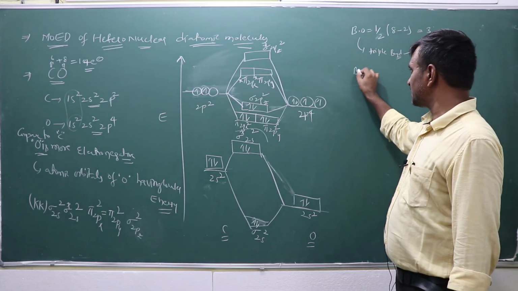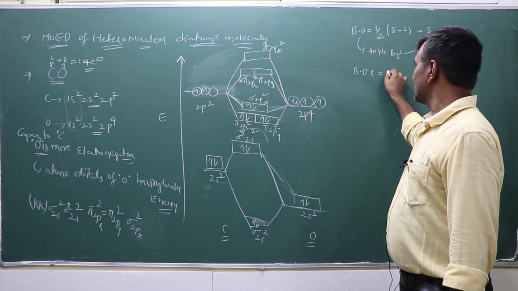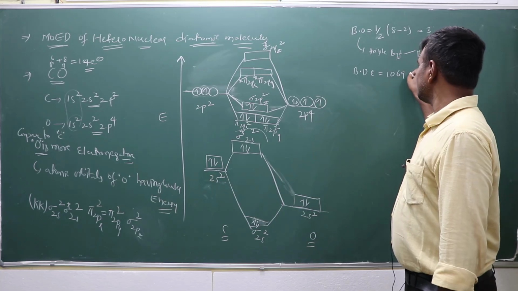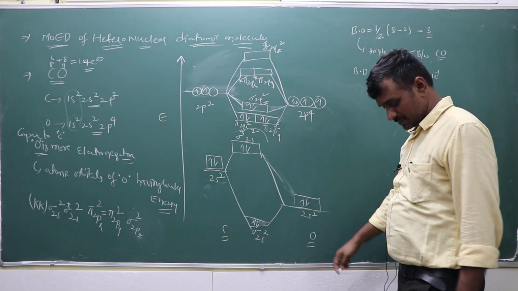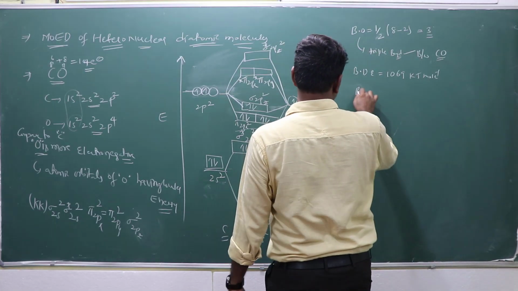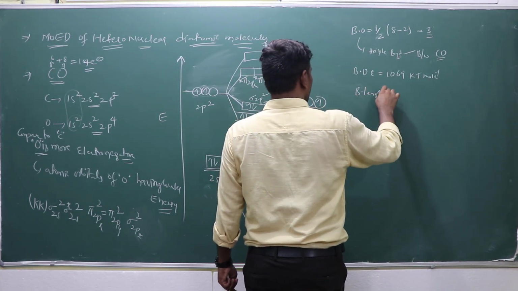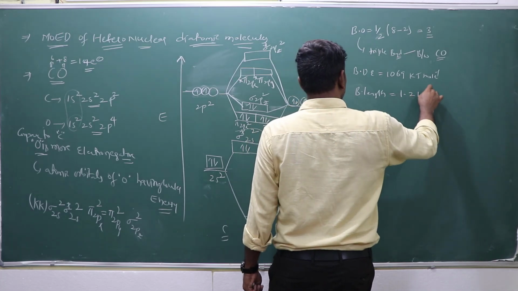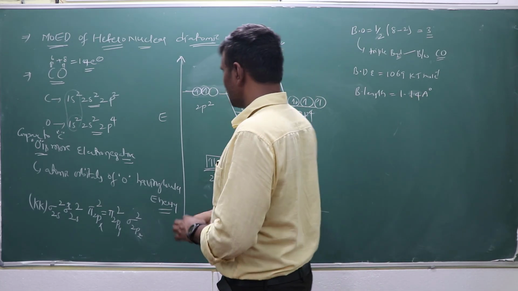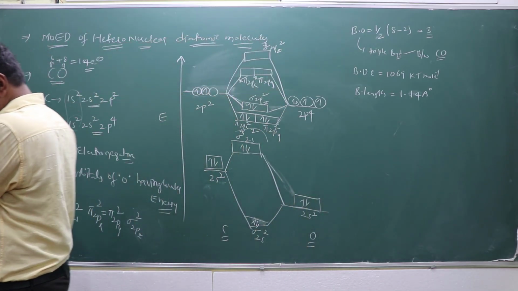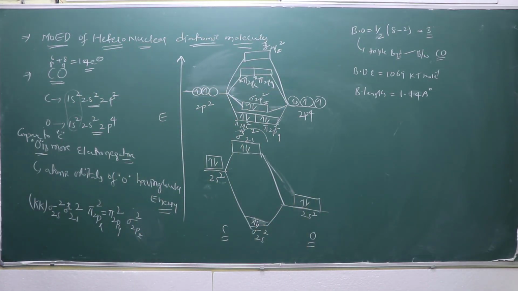And bond dissociation energy is also more, nearly 1069 kilojoule per mole. And bond length is less, nearly 1.14 angstroms. So this is the CO molecule.